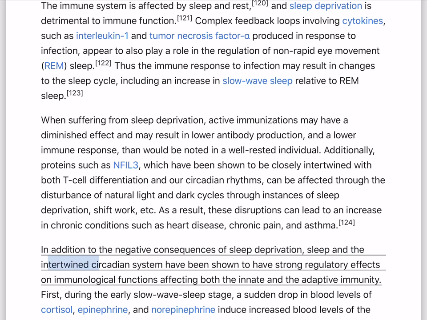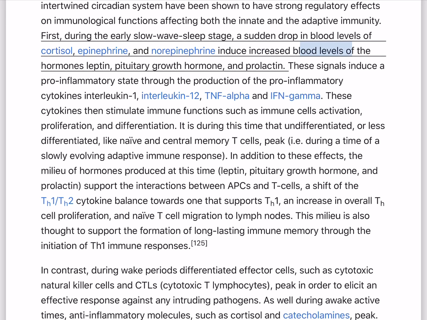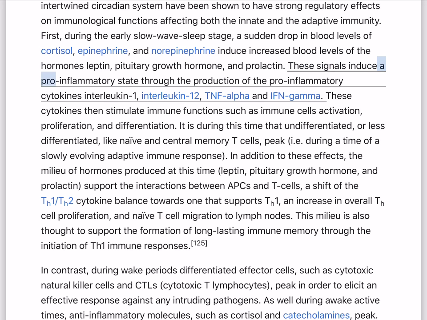In addition to the negative consequences of sleep deprivation, sleep and the intertwined circadian system have been shown to have strong regulatory effects on immunological functions affecting both the innate and the adaptive immunity. First, during the early slow-wave sleep stage, a sudden drop in blood levels of cortisol, epinephrine, and norepinephrine induce increased blood levels of the hormones leptin, pituitary growth hormone, and prolactin.